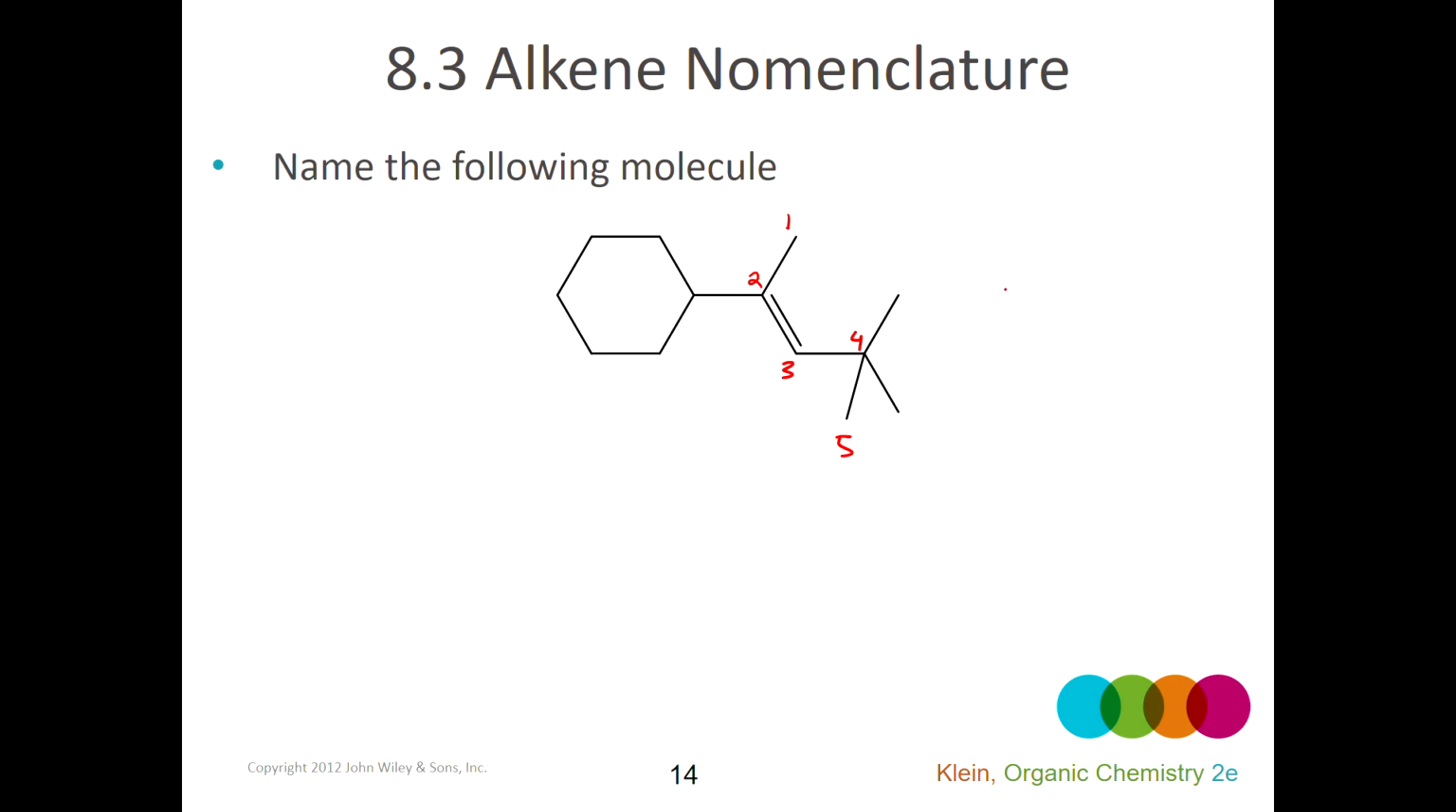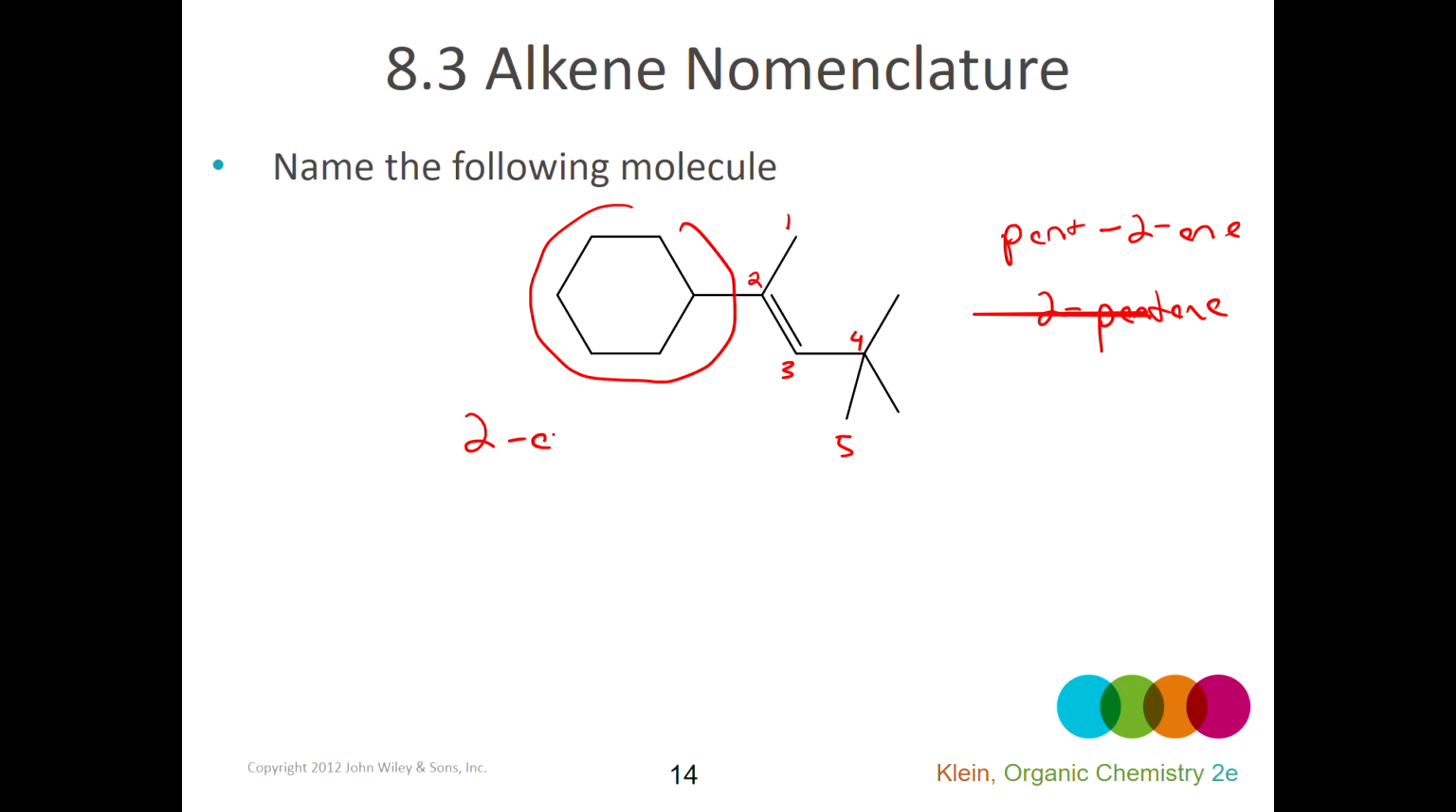So my parent here is going to be pent for 5, ene, because I've got a double bond, so I can put the 2 here, or I can put it in front. So 2-pentene and pent-2-ene are the same. And so that's just the name of my parent. Then I have to obviously name the substituents. So I've got the substituent here on carbon 2. So it's a cyclohexane.